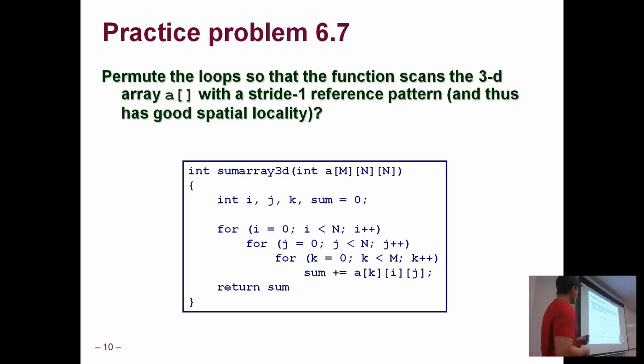Okay, here's practice problem 6-7. Permute the loops so that the function scans the 3D array A with a stride 1 reference pattern and thus has good spatial locality. Given what we know about how these arrays are stored, change the ordering of these loops. There's some scrap paper up here. So this is the permutation k, i, j. The last index grows the fastest, followed by the next fastest, i, followed by k.